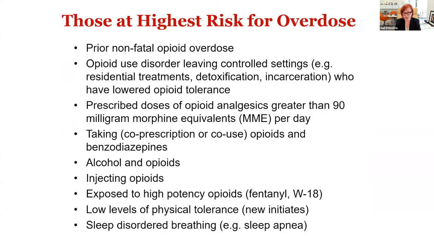We also want to make sure that we educate them about overdose. So, you know, prior non-fatal overdose, these are the risks of dying. Leaving a controlled setting, so incarceration or a residential treatment without medications, these are when people die. We've seen that. There's a zillion studies out to prove that. When you're using large doses, and really that's even been shown to be over 50 milligrams of morphine equivalents. Taking co-prescribed or co-use of opiates and benzos and alcohol actually too.